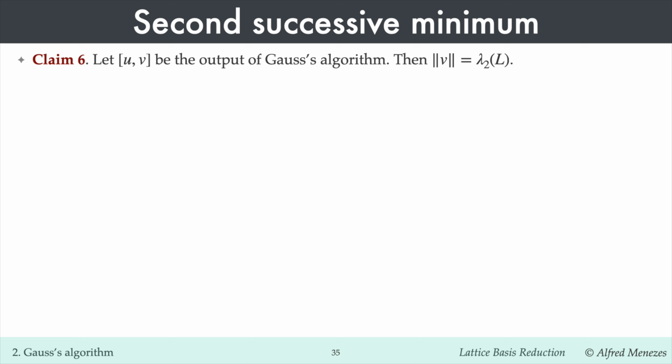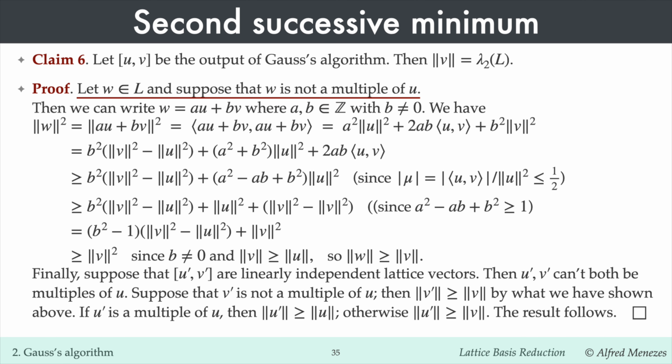Next, I'll prove that the length of the second basis vector v is equal to the second successive minimum. Take any lattice vector w that is not a multiple of u. We can write w as an integer linear combination of the basis vectors u and v, where b is non-zero since w is not a multiple of u. Now, the squared length of w can be expressed like this. Next, add and subtract b squared times the squared length of u.